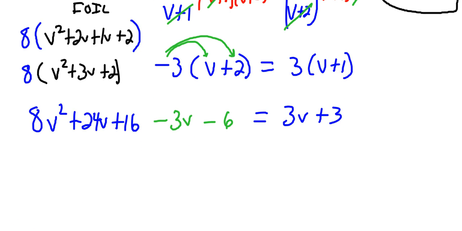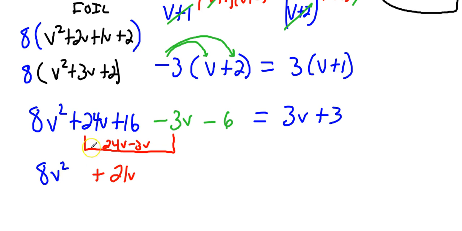And now we've got v squareds, we've got v's, we've got numbers. This is one of those where you have to bring everything to the left-hand side with this v squared, and then we're going to put all these terms together that's over here. Before we do that, we've got 24v minus 3v. So let's go ahead and make that a 21v, and that was positive. And we'll leave the 8v squared there. So we did 24 minus 3 to make that one, and then we've got the positive 16 plus 6. 16 minus 6, and that would be a plus 10.